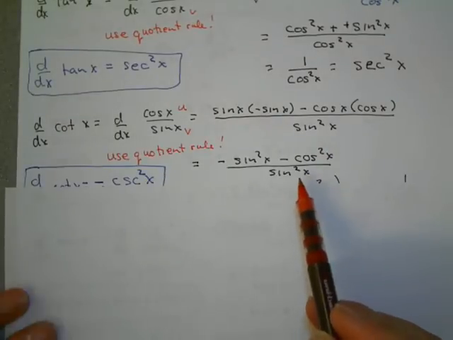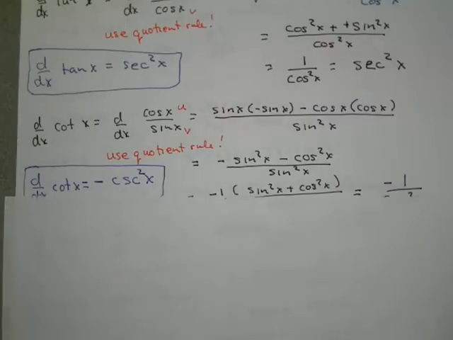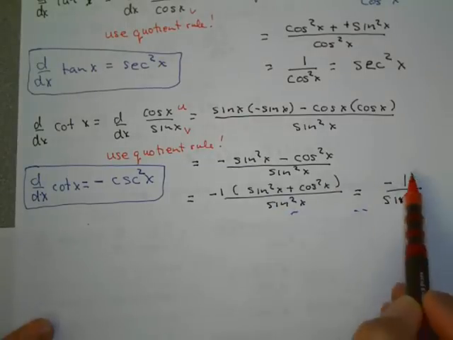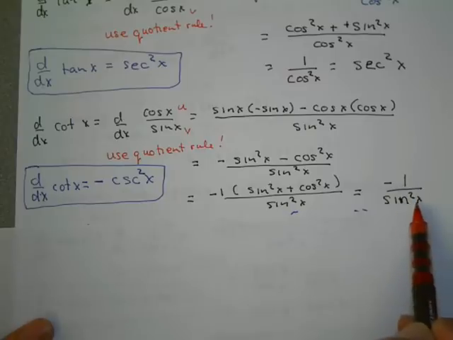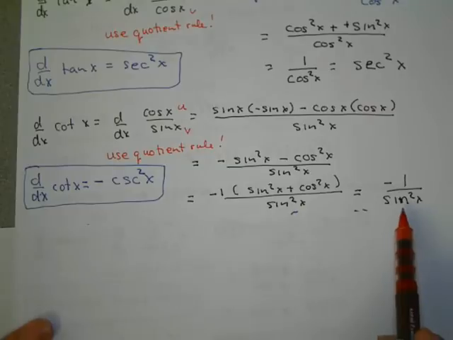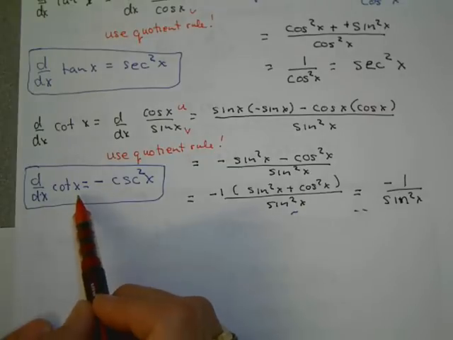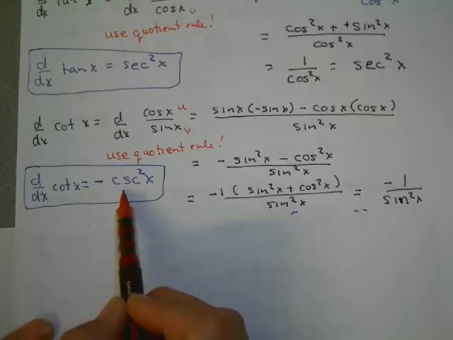Well, I know if I have sine squared of x plus cosine squared of x, it's 1. So I'm going to just factor out a negative 1 here. And then I end up with negative 1 over the sine squared of x. And we know that 1 over the sine of x is the cosecant. So the derivative of the cotangent of x is actually just the negative cosecant squared of x. Okay?